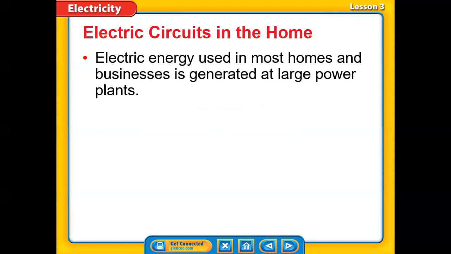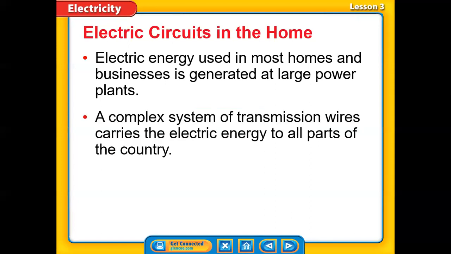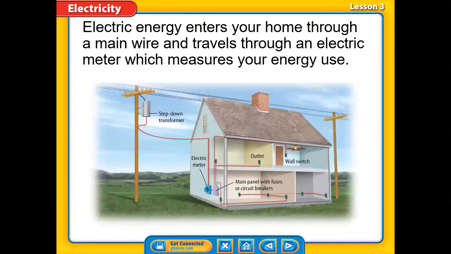So we said that electric energy used in most homes and businesses is generated at large power plants. That is the power generators, the power stations which generate the electricity. Then we have transmission wires: the electricity produced in power plants is transferred through cables, which run down the streets along the country and branch into boxes and so on. So that's the idea of how the electric energy passes to your home.